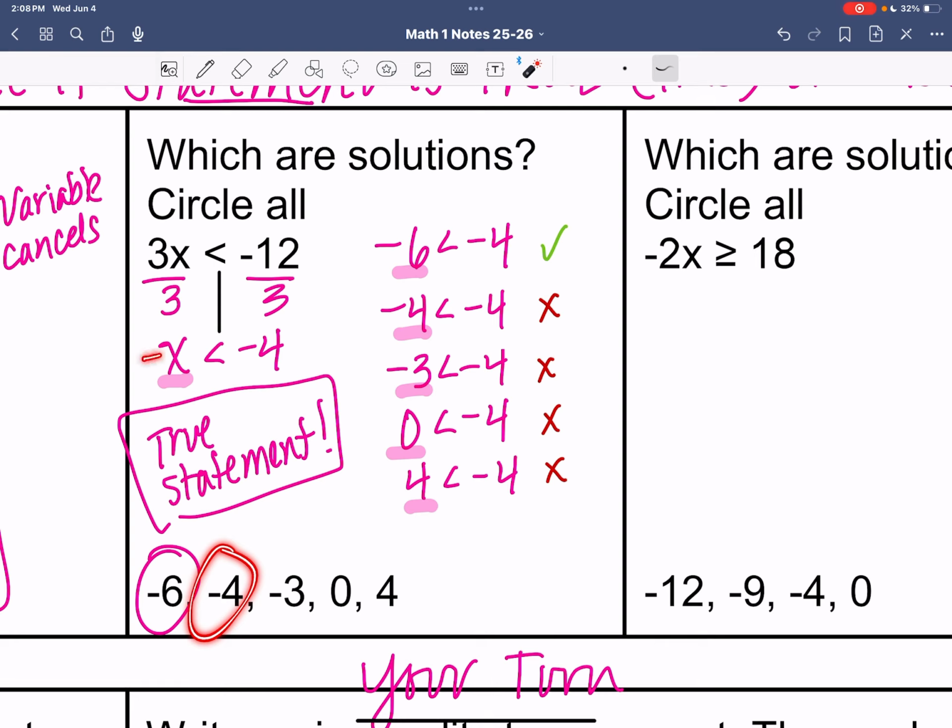So now let's plug this guy in here, and I've got -4 is less than -4. Well, that's not true. So that is false because this does not have the sign underneath there. And then pretty much any number after that is going to be false. You substitute it in here, and you'll get -3 is less than -4. Well, that's not true. 0 is less than -4, definitely not true, and 4 is less than -4, that's not true either. So your only solution for this set of numbers would be -6.